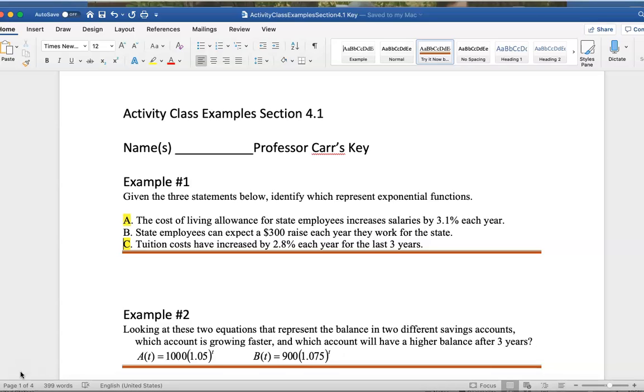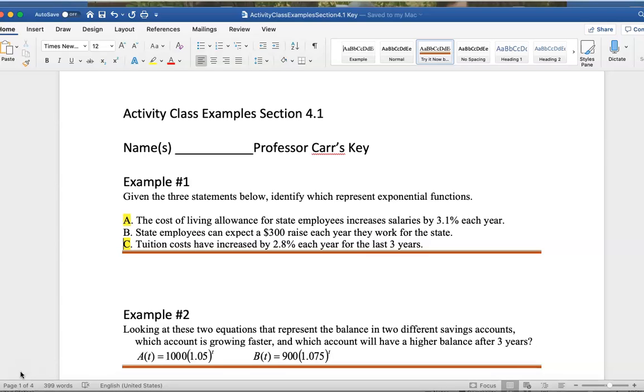Okay, example 1. It says, given the 3 statements below, identify which represents an exponential function. A: The cost of living allowance for state employees increases salaries by 3.1% each year. You've got a rate of increase, not an exact amount, a rate. So A works. B: State employees can expect a $300 raise each year they work for the state. It's just a blanket $300. That's not a rate.